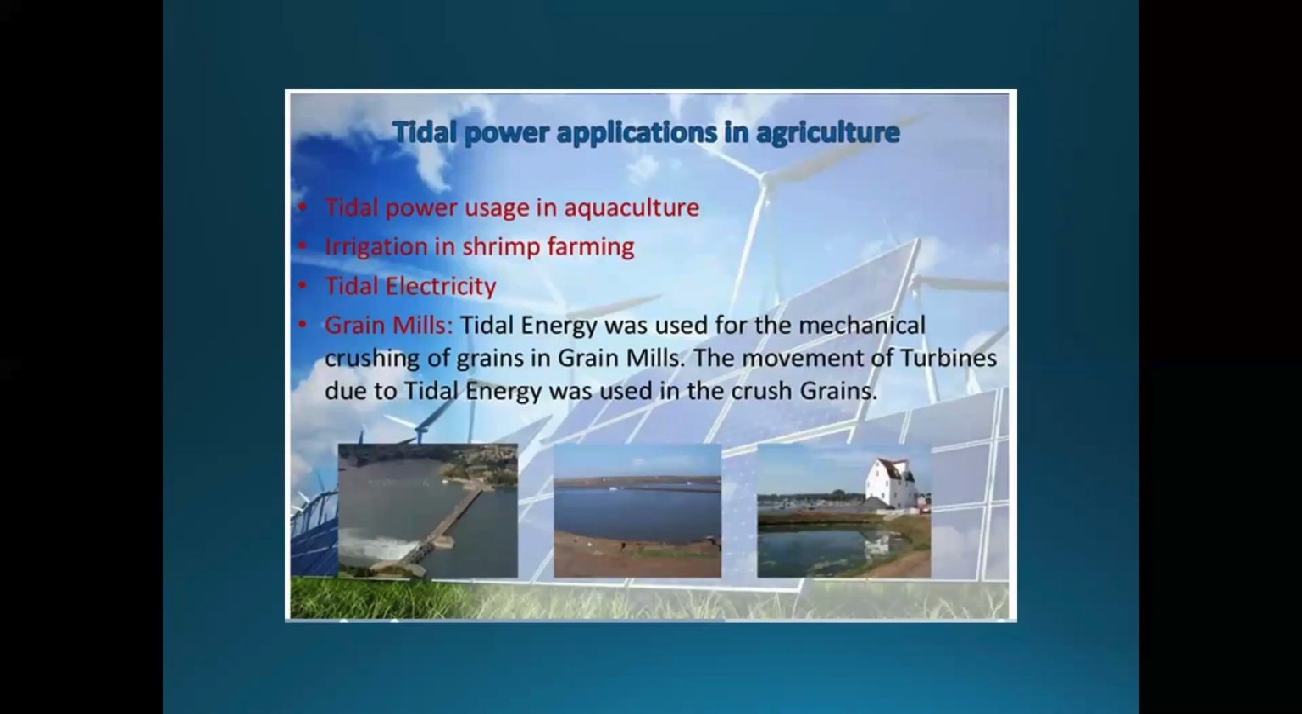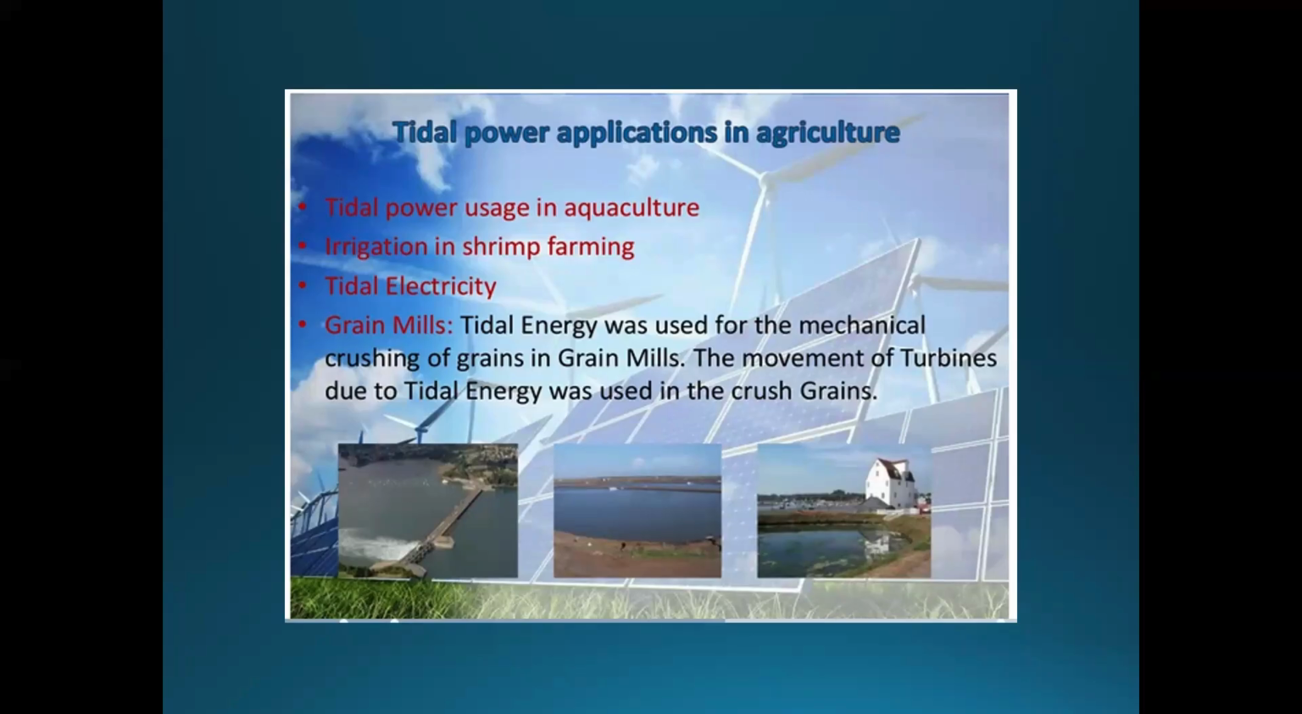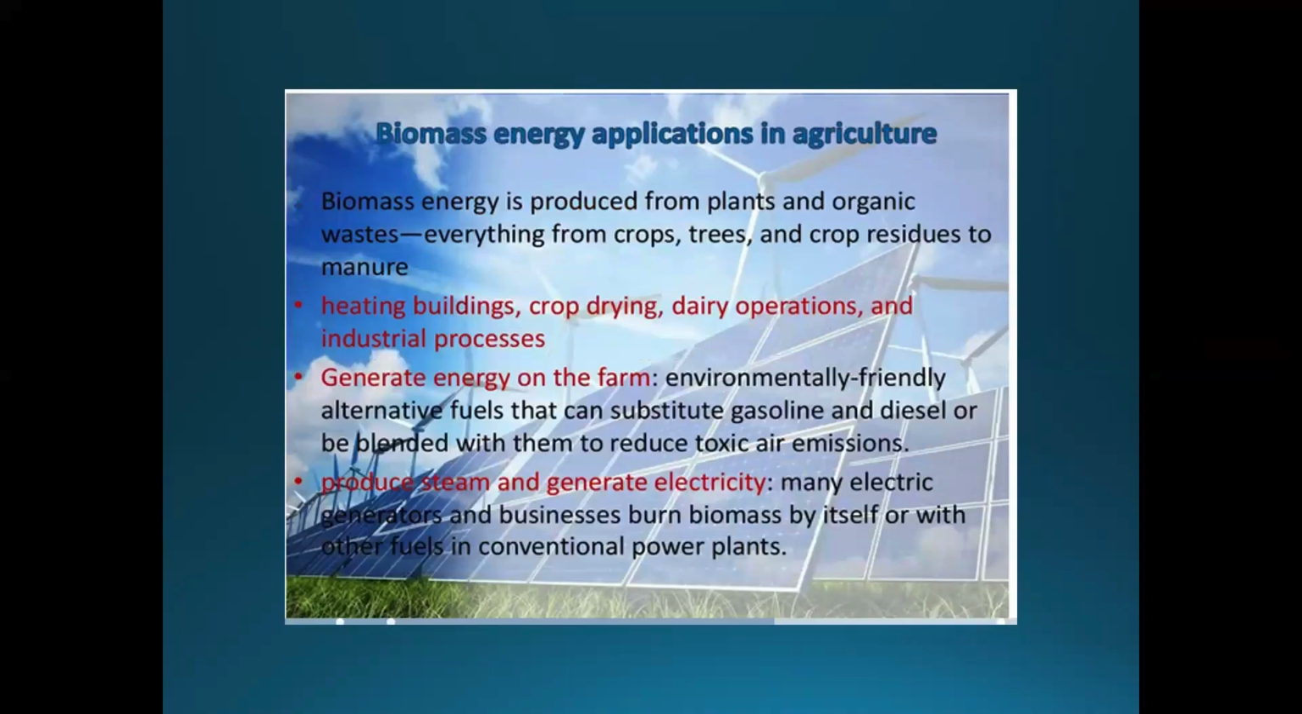So crushing of grains, so we can get various types of powders and all. So crushing of grains in grain mills, and the movement of turbines. Turbines can be rotated, out of which electricity can be generated, and sometimes we can also go with the mechanical energy which is used for crushing of the grains. These are some of the uses or advantages.